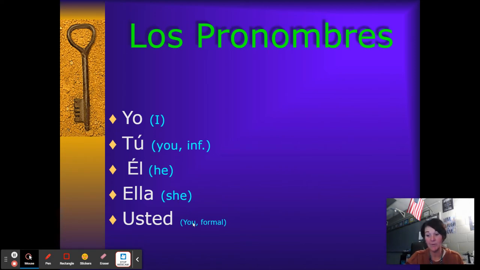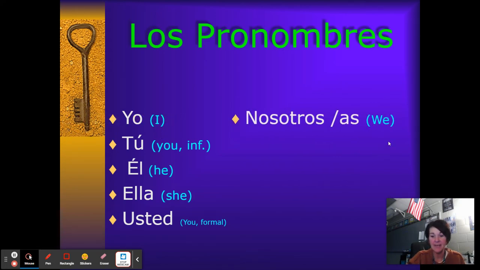So if you're speaking with Mr. Worth, myself, Mr. Wilson, Mrs. McDonald, you would use usted. So here, these are the singular subject pronouns. Now we're going to move to this side, and these are going to be the plural subject pronouns.